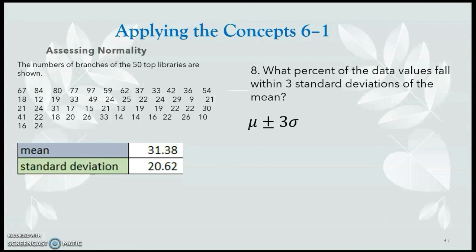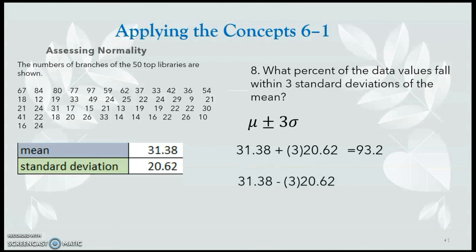Number 8, what percent of the data values fall within 3 standard deviations of the mean? To get 3 standard deviations above or below the mean, multiply the standard deviation by 3, then add or subtract it from the mean. Three standard deviations above the mean is 93.2. Three standard deviations below the mean is negative 30.48. Since there is no negative data value in our data, we will just change it to 0. The 3 standard deviations of the mean is between 0 and 93.2.